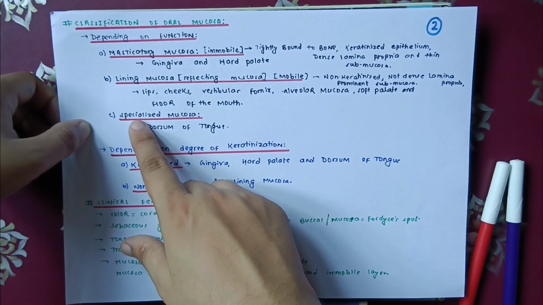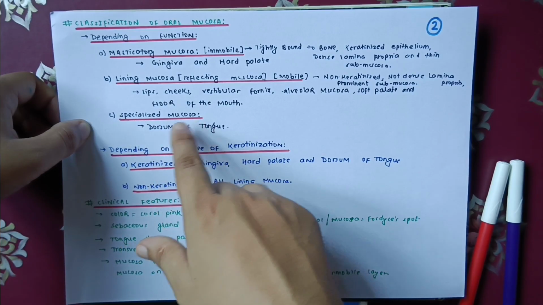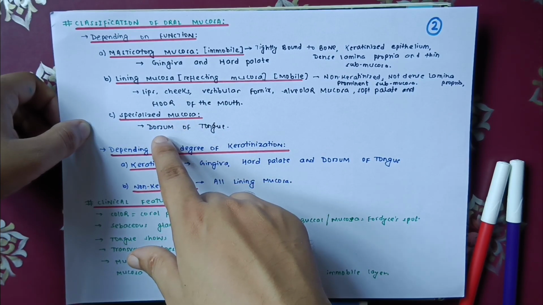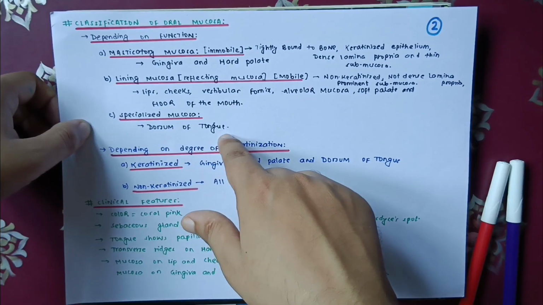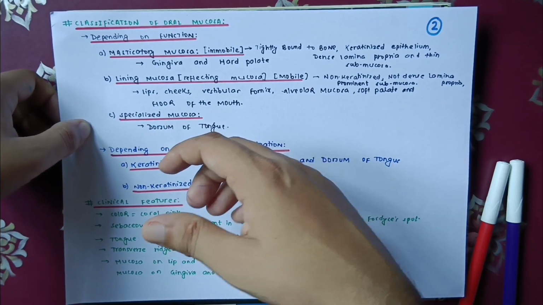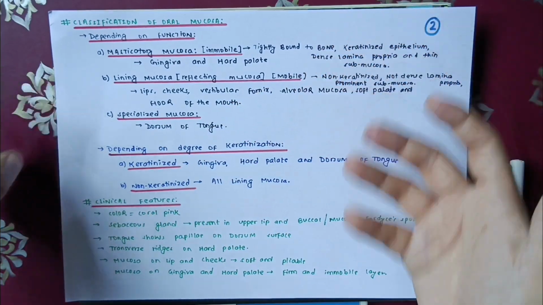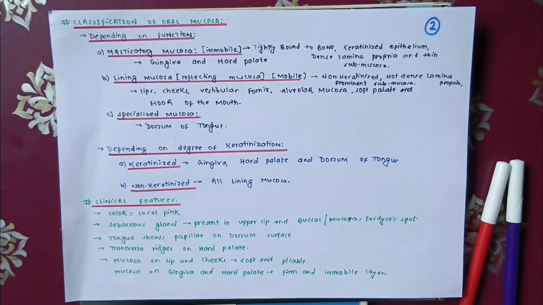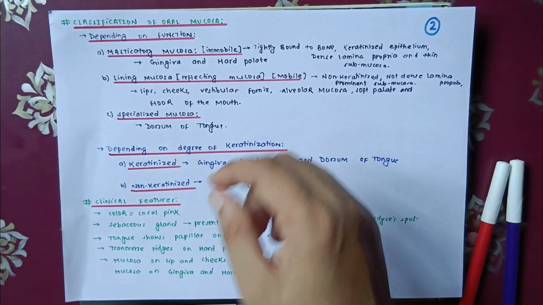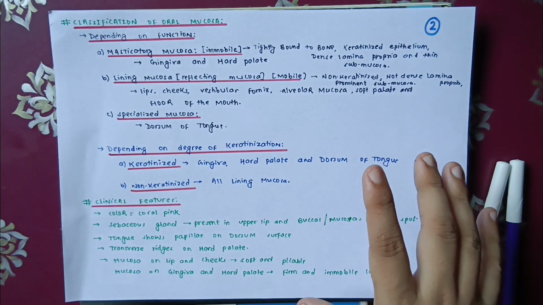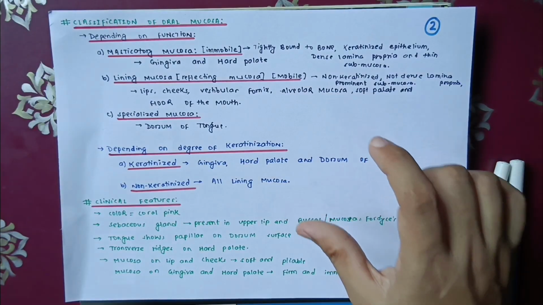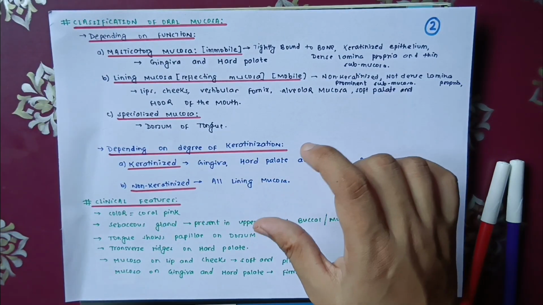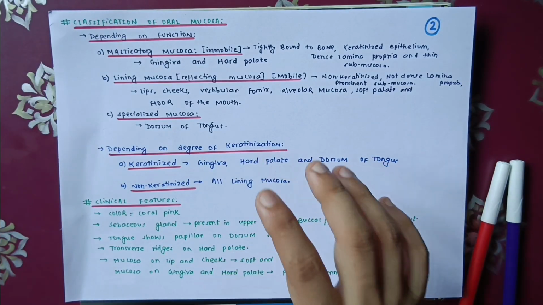And the other is the specialized mucosa, which is the dorsum of the tongue. Specialized mucosa means they have some specialized function, like taste sensation. So the dorsum of the tongue comes under the specialized mucosa. You should prepare this classification properly, as this is a very, very important classification of dental histology.